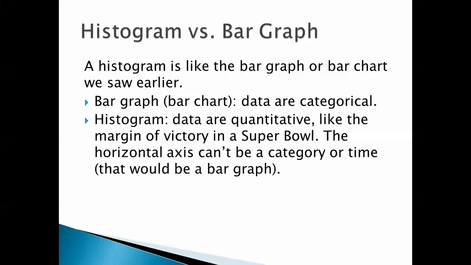Histogram, it's easy to confuse this. Histogram is like the bar graph or bar chart we saw earlier. But a bar graph has categorical data, whereas in the histogram, the data are quantitative, like the margin of victory of a Super Bowl. The horizontal axis can't be a category or time. That would be a bar graph.